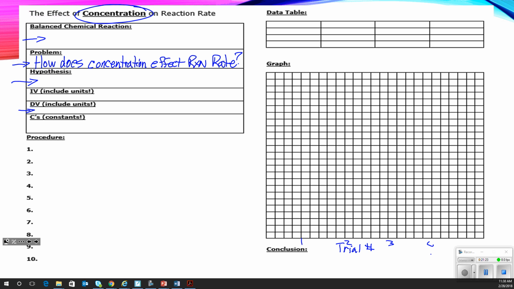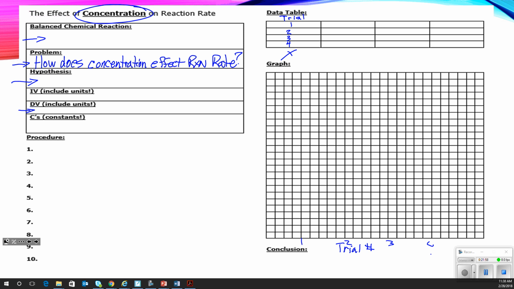That's the concentration. Okay, so let's talk about the procedure. You need to write the procedure in a way that you could hand it to anyone else in this class and they would know what to do. So before I write the procedure ever, I set up a data table. What do I want to know? First thing, you're going to put trial, and put 1, 2, 3, 4. This is your x-axis on your graph.